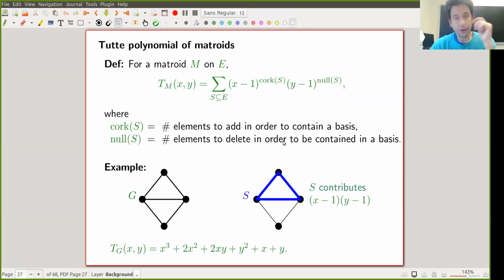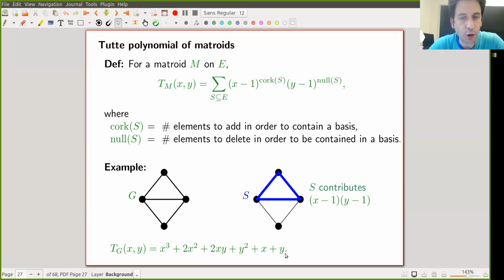As an example here, if I take the matroid that is associated to this graph, I would have to look at all the subsets of edges. And for each subset of edges S, I would get a certain contribution, which is (x minus 1) to a certain power, (y minus 1) to a certain power, given in terms of this corank and nullity. If you sum them all for this example, you would get this expression here.